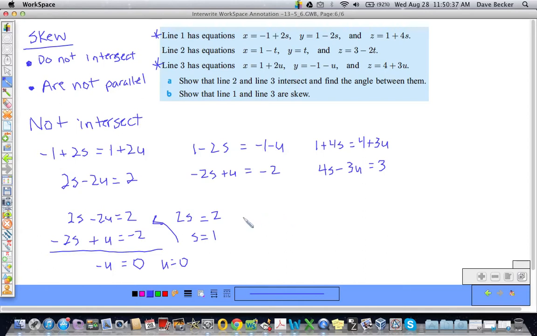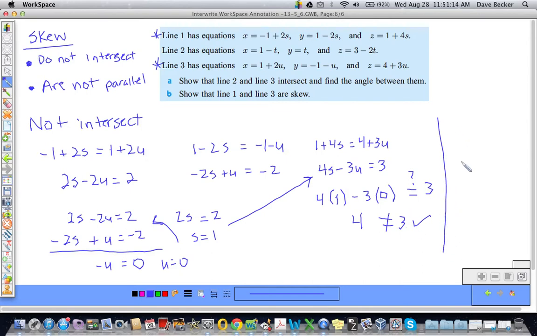Okay. So then I'm going to replace s and u in the third equation, and I would have 4 times 1 minus 3 times 0 for u. Sorry, s is 1. I'm wondering if that's equal to 3. Well, 4 minus 0 does not equal 3. So I get a nonsense equation, so I have shown that they do not intersect.